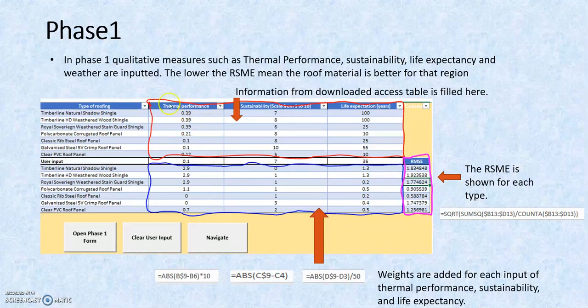But we also put a weight on each of these, because thermal performance is the most important factor, so we multiply it by 10, so it will have more influence on the RMSE score. And for the life expectancy, because the year value is very high, we have to divide it by 30 to make it equal to sustainability and thermal performance.